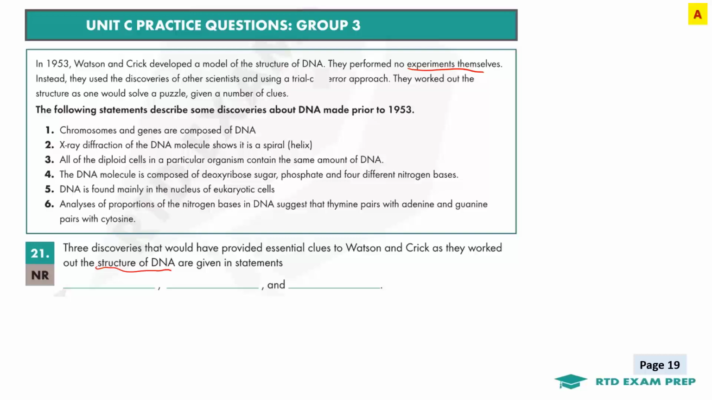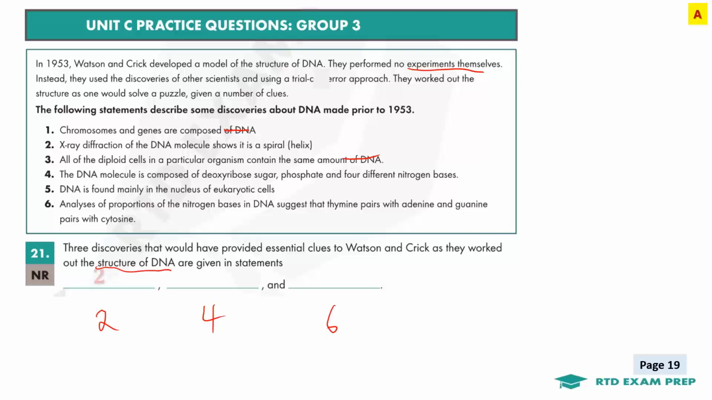Number 1, chromosomes and genes are composed of DNA. Nothing to do with structure. Number 2, X-ray diffraction shows it's a spiral helix. Definitely. Number 3, all diploid cells contain the same amount of DNA. Nothing to do with structure. It's composed of a phosphate, 4 nitrogen bases, and a sugar. For sure, structure. It's found mainly in the nucleus. Nothing on structure. It suggests that thymine pairs with adenine and guanine with cytosine.